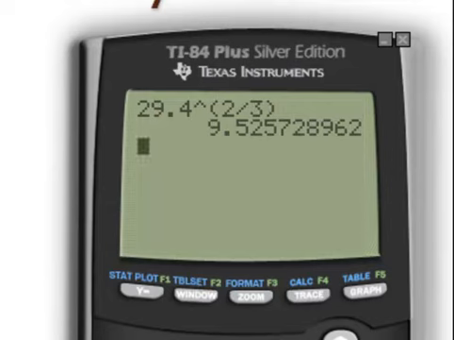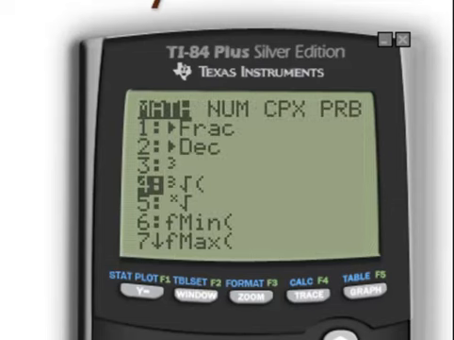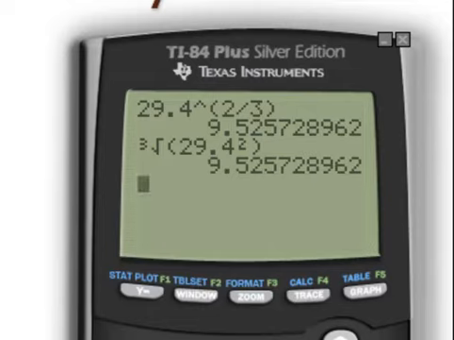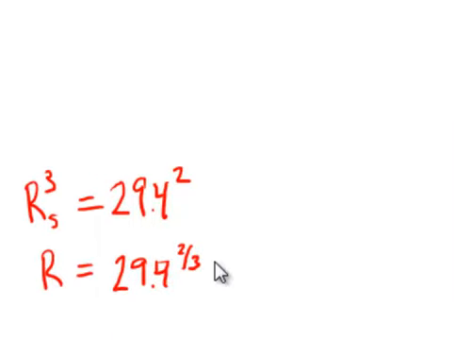That gives us a value of 9.5 astronomical units, or essentially 9.5 times further away from the Sun than the Earth. Another way is to go into the math menu and find the cube root of 29.4 squared. And notice we get the same value. Now, if we wanted to know exactly how far away Saturn is from the Sun, then we'd have to convert astronomical units into kilometers or miles by looking up the distance away from the Sun that the Earth is.